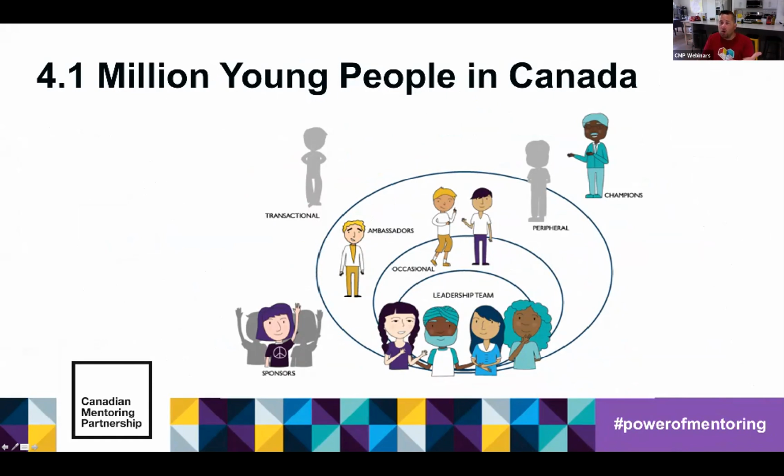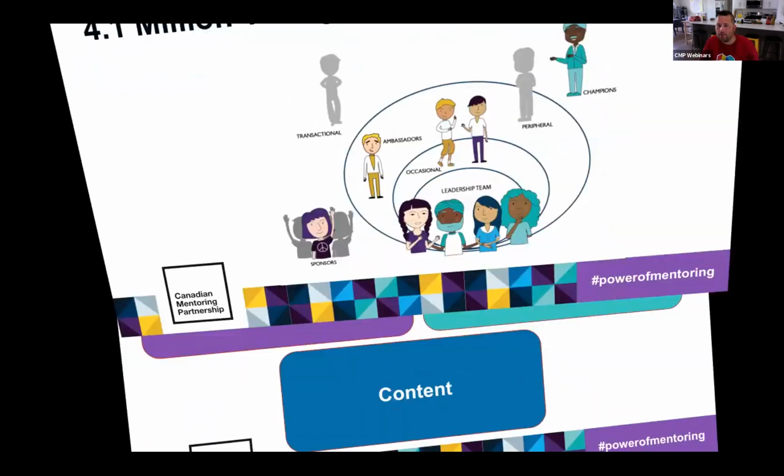So really, as the image shows, there's 4.1 million young people in Canada. There's more than enough young people to go around for all of us. The connector is going to help us move out of a competitor mindset where if you get a volunteer, that means one other program down the street does not get a volunteer. That's not the mindset we have. We believe there's more than enough volunteers, more than enough young people. The problem is the connection, and that's the problem that we're trying to fix here.